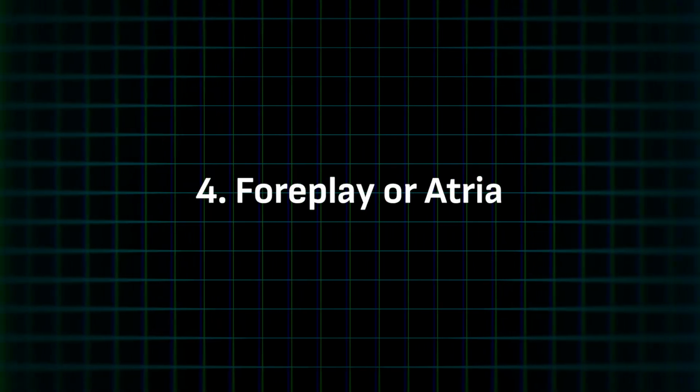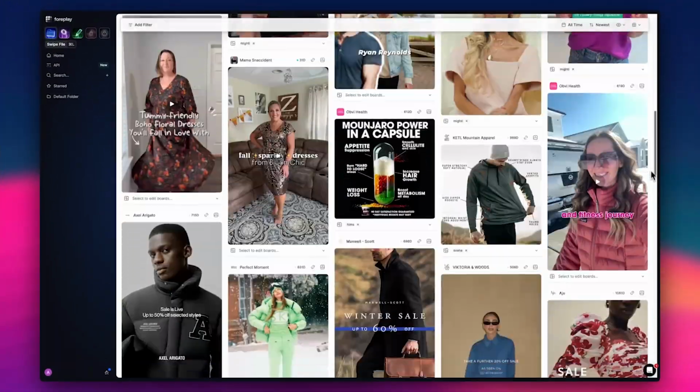Then we have Foreplay or Atria. These are kind of like a second layer to Meta Ads Library. You can save ads there from the Meta Ads Library to easily get transcripts, and you can also browse the history that they have inside the app.